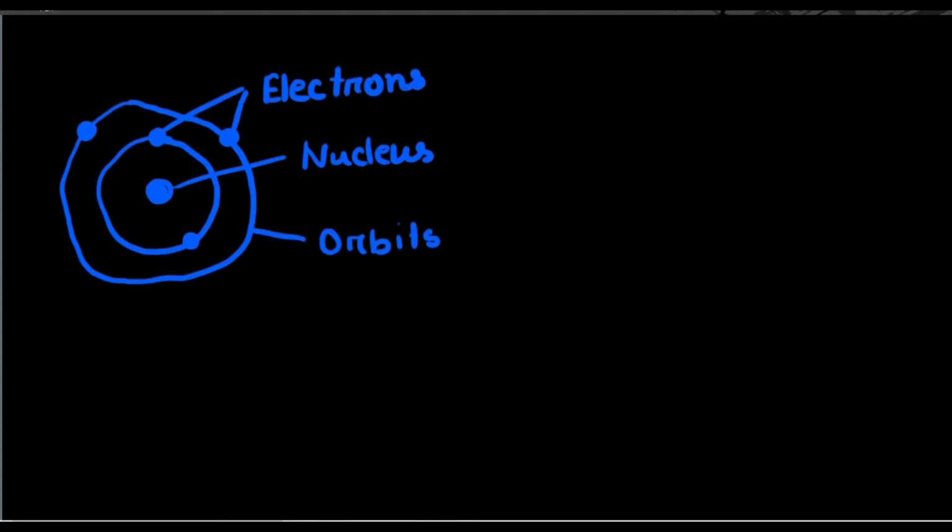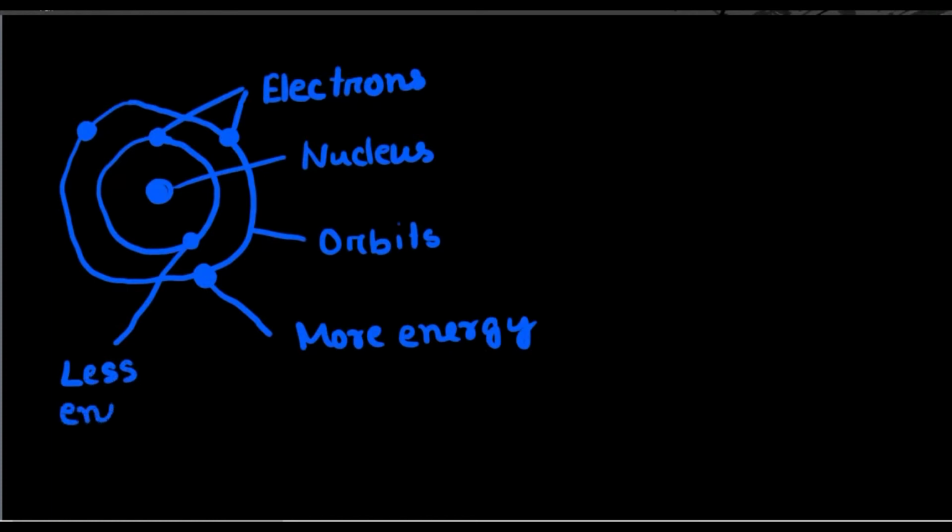So he concluded that the electrons will have more energy if they are located away from the nucleus, whereas the electrons will have less energy if they are located near the nucleus. So the electrons that are far away from the nucleus will have more energy. That means this electron which is away from the nucleus will have more energy, whereas this electron which is closer to the nucleus will have less energy. So this was the Bohr's model.